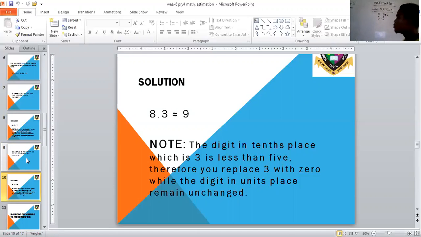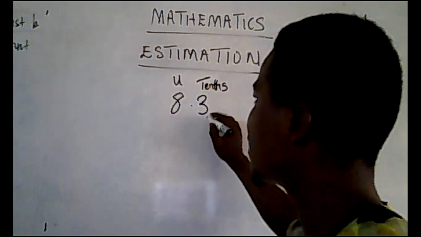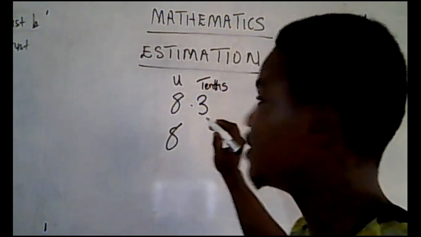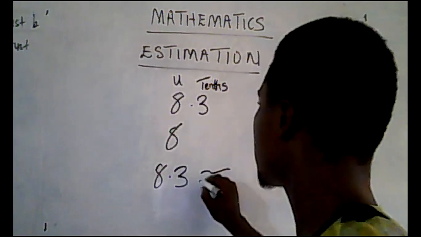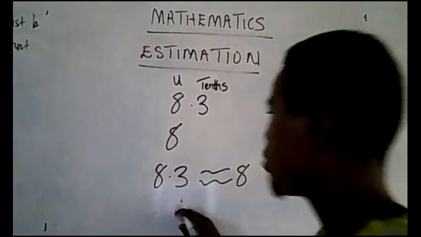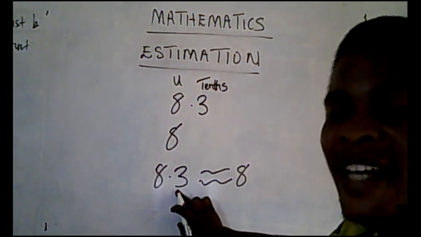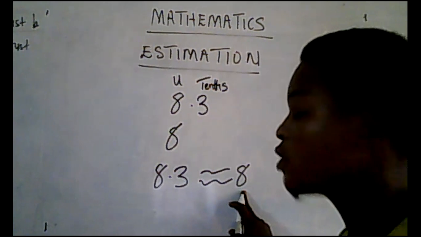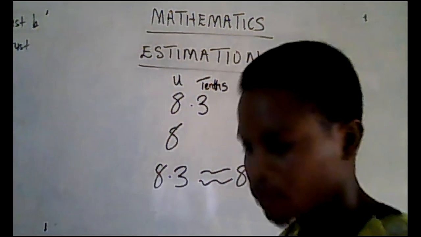So what you do is this 3 will become 0. That is insignificant. And you leave your 8 as it is without changing it. So therefore, 8.3 is approximately 8. Why? Because this 3 is not up to 5, so it represents 0. You're not adding anything to 8, which gives your answer 8. Our approximation is 8, because you're not adding anything to the unit. Is that taken? Good.